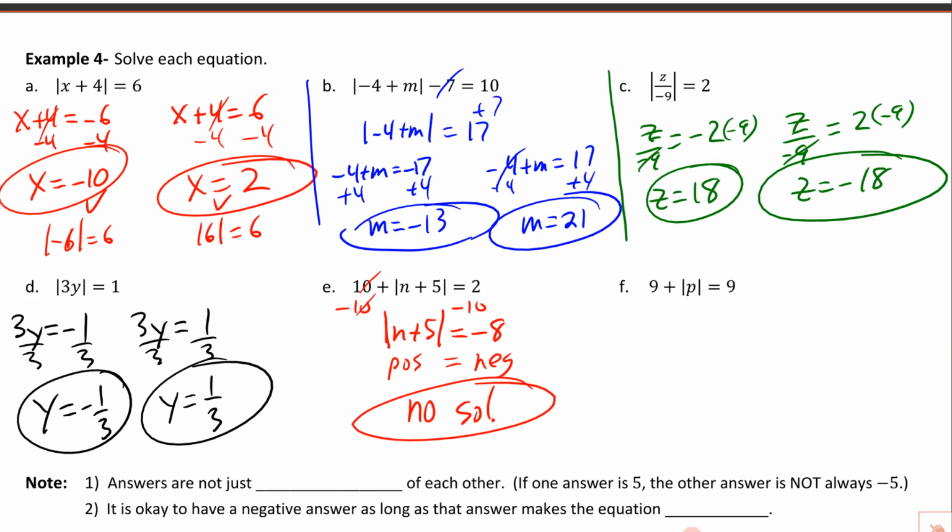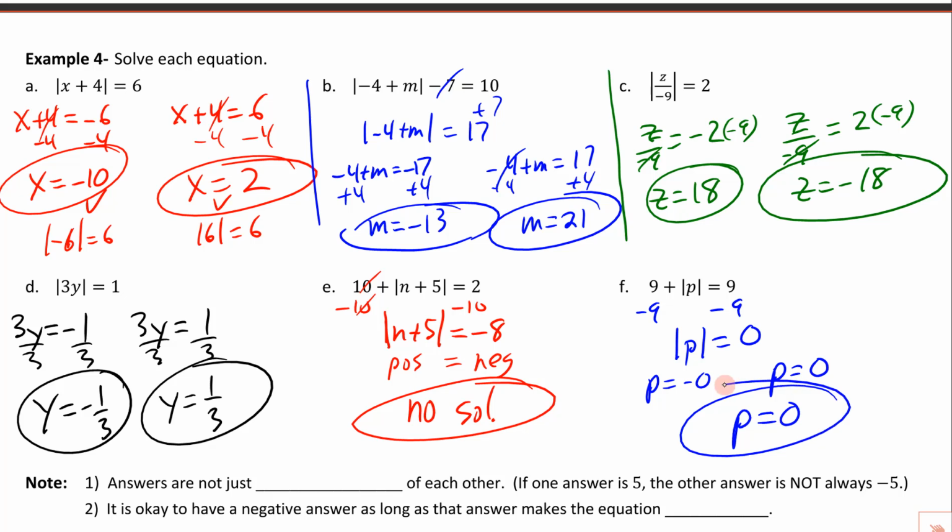Okay, and then of course we've got this last part right here. It's not isolated, so let's go ahead and isolate it. I'm going to subtract 9 from both sides. That's going to give me the absolute value of p is equal to 0. Again, the only way for the absolute value of a number to be 0 is if it's right on top of 0. So even if I tried doing this, remove the absolute value, solve that, remove the absolute value, there's no such thing as -0. These are the same thing. So the answer on this one is p equals 0. We only get that one solution.